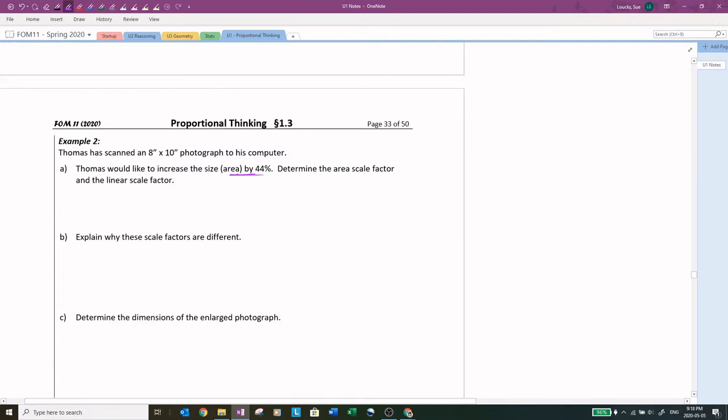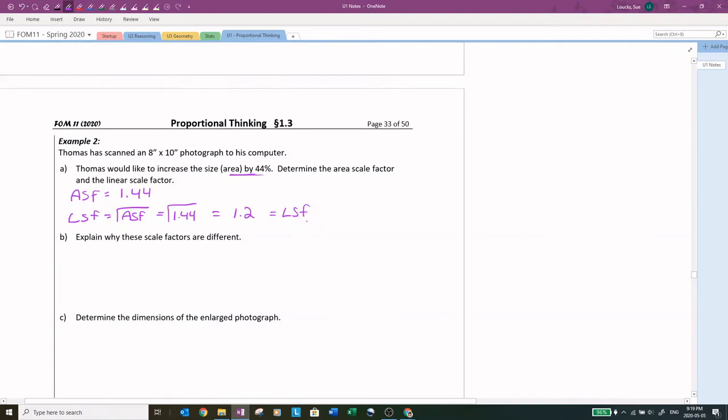Okay, so the area scale factor is going to be 1.44. That's 144% because his original is going to be changed to 144% of what he originally had. So that's where you get that 144%. And then the linear scale factor is always the square root of the area scale factor. So it's the square root of 1.44. So it's 1.2. So the linear scale factor is 1.2.